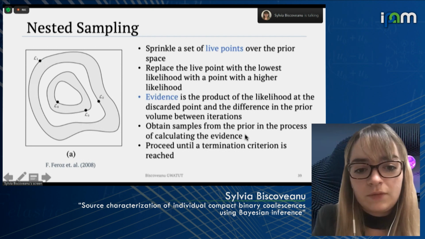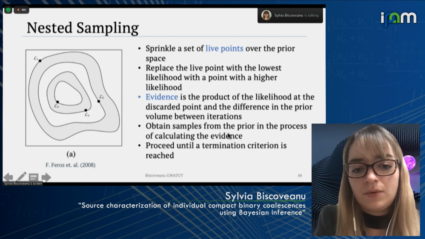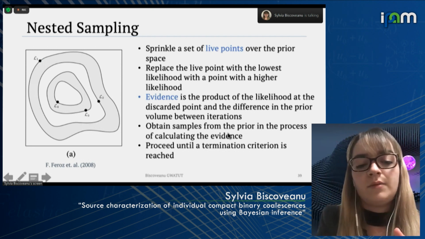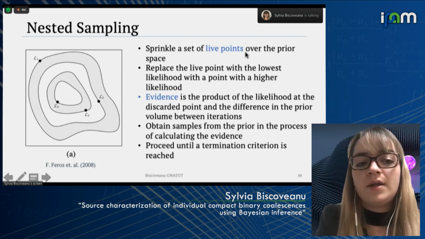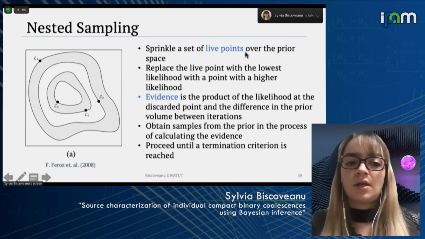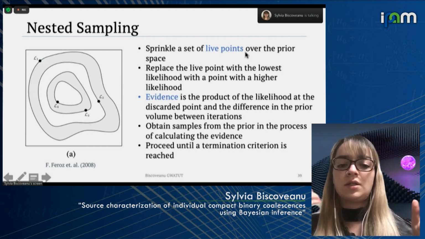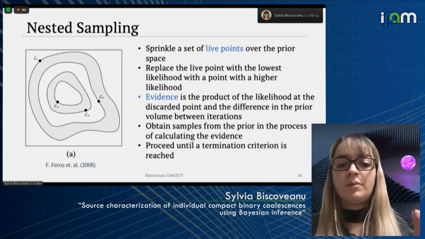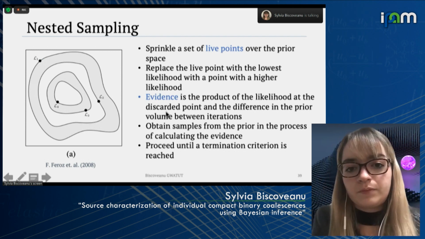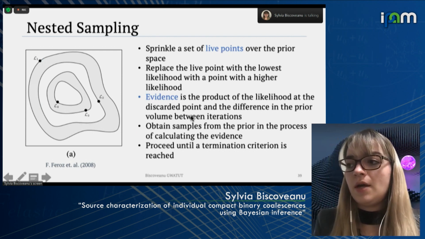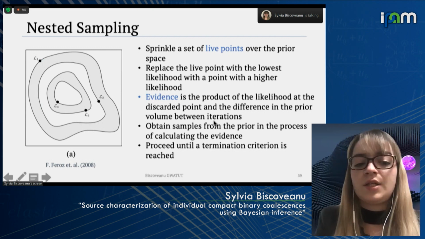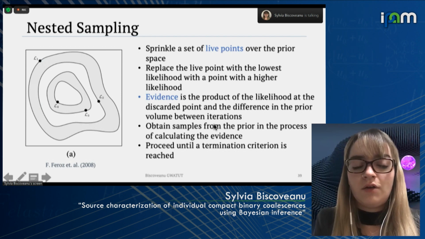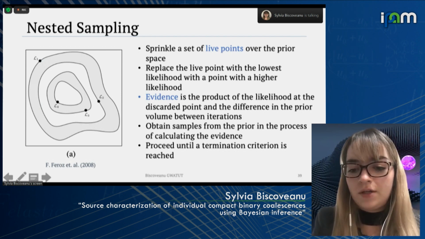And so this allows you to obtain samples from the prior and from the posterior, and also calculate the evidence simultaneously. And this process of replacing the lowest likelihood point basically continues until some preset termination criterion. So you would normally tell the sampler, I want you to keep going until the error estimate on my evidence is less than X. And so it just stops once it has a good enough estimate of the evidence.